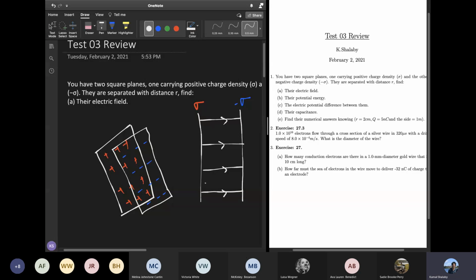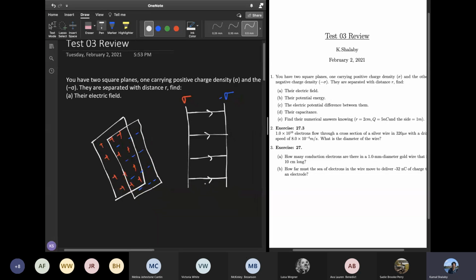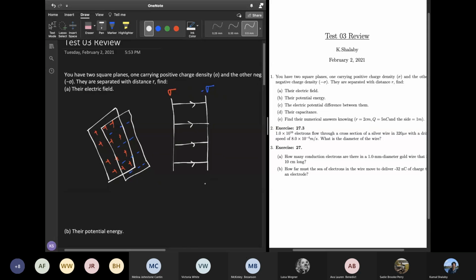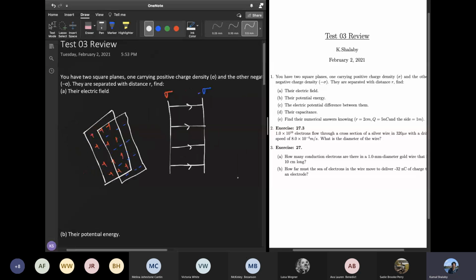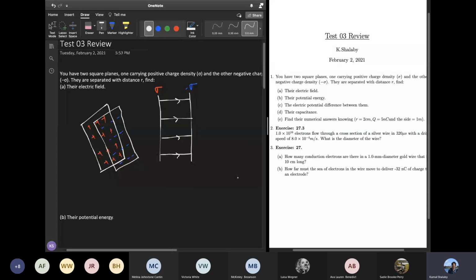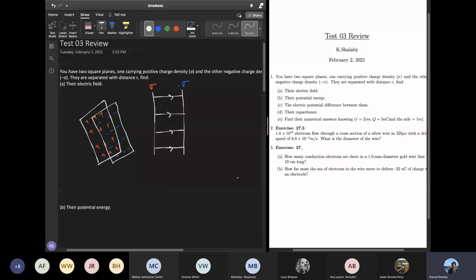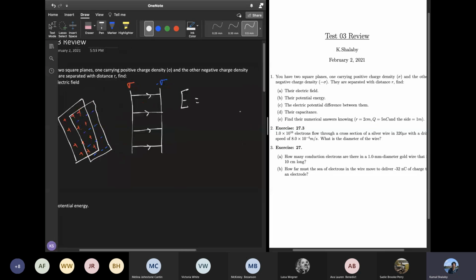But then simply I would ask you, do you know what's the equation of an infinite plane? Like this generalized equation of an infinite plane? What is E equal to? Well, if you don't know, the equation for a plane in general is sigma over 2 epsilon.